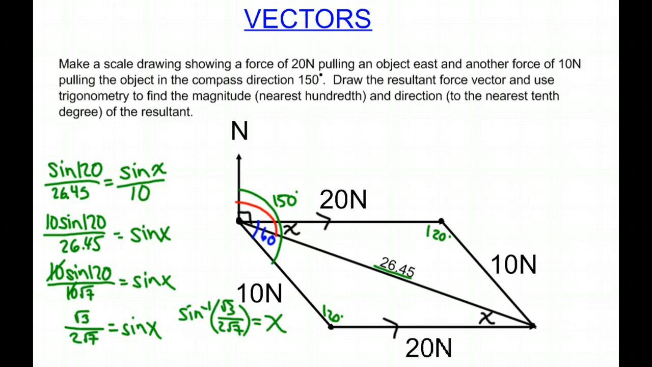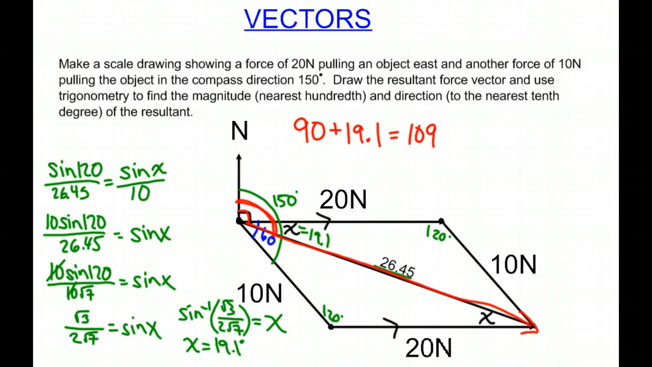And when we do this on a calculator, we get x equals 19.1 degrees. So we know that this little angle here is 19.1. But remember that we wanted that red angle, the bearing of this line here. So we needed this angle, which we take our 90 degrees, because this is a right angle, and we add our 19.1 degrees to get a total of 109.1 degrees. And that is to the nearest 10th as our direction asked.